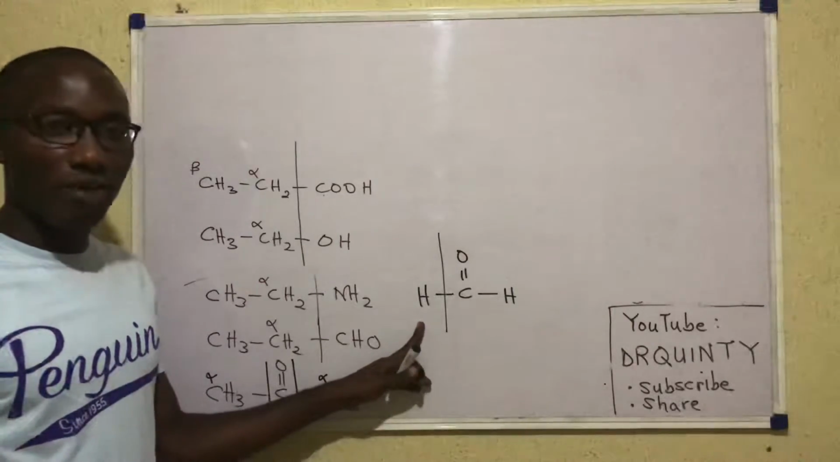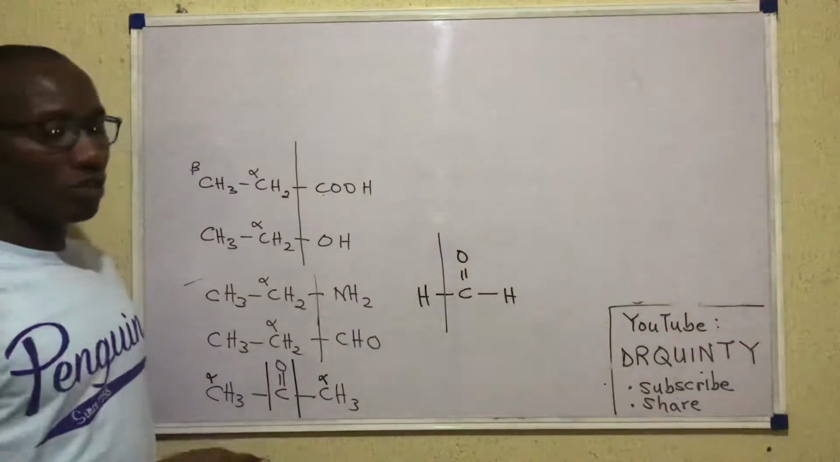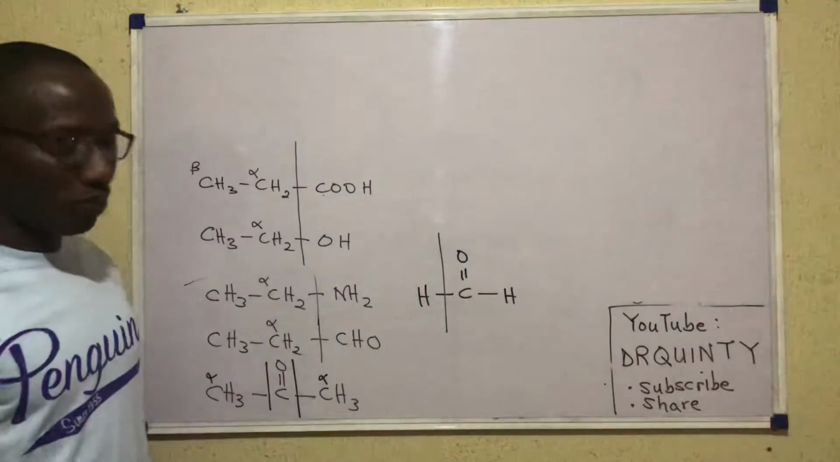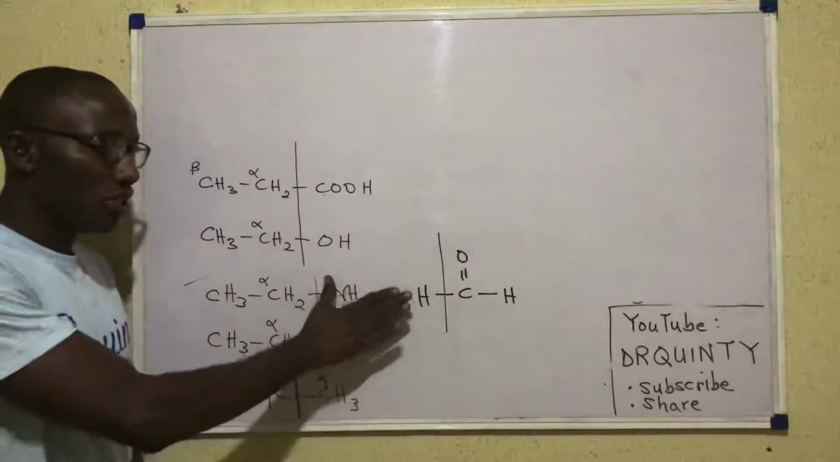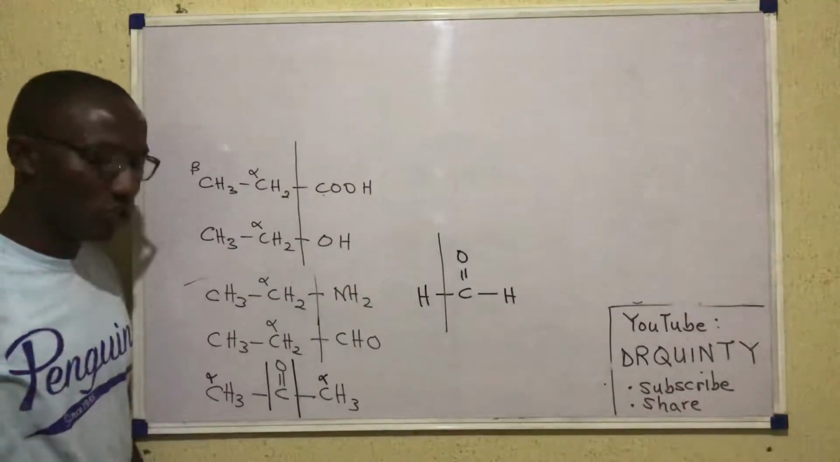Therefore, it will not have alpha hydrogens. To have alpha hydrogens, you must first have alpha carbons, which is missing in this case. So based on that, we say that this alkanal, methanal, does not have alpha hydrogens.